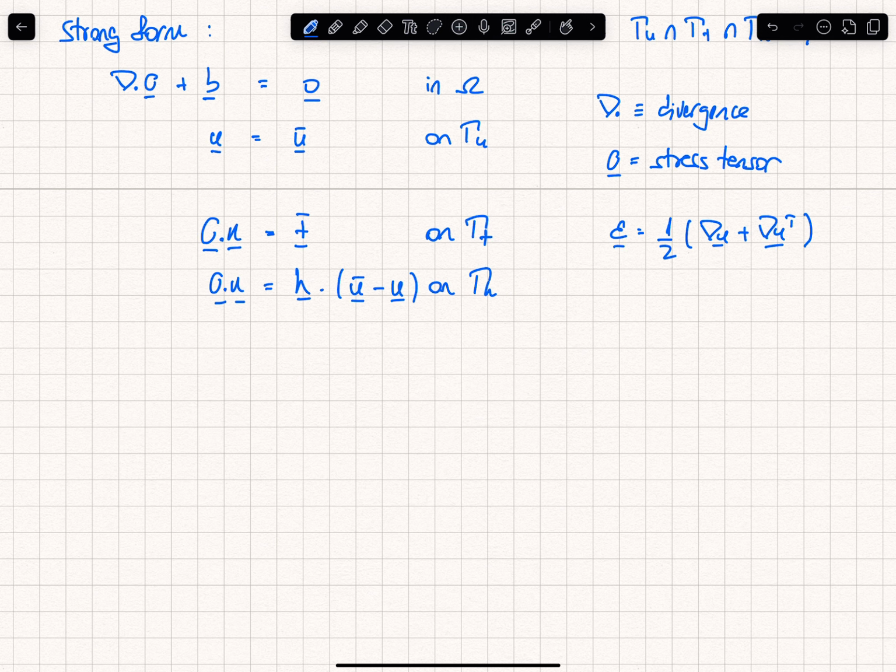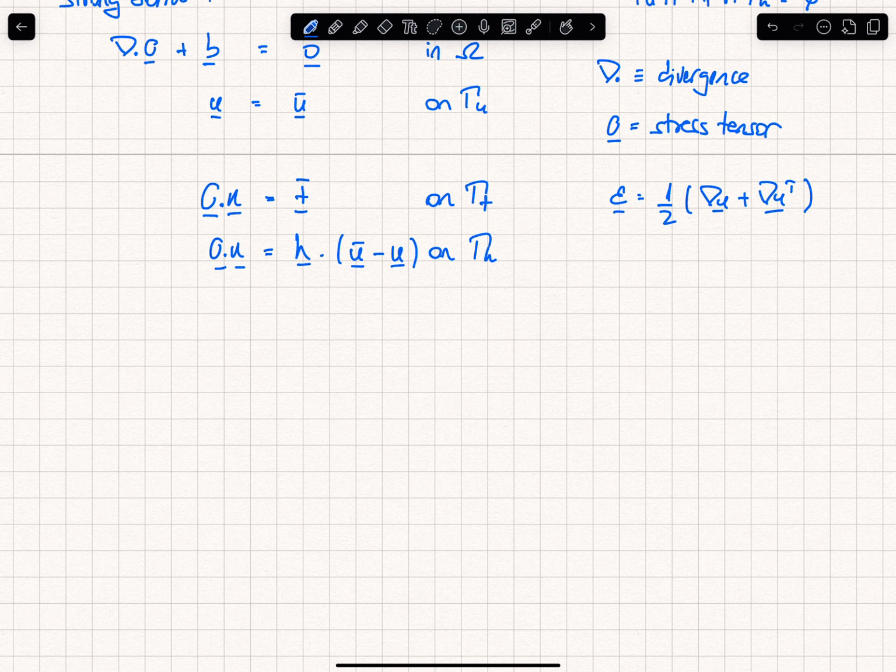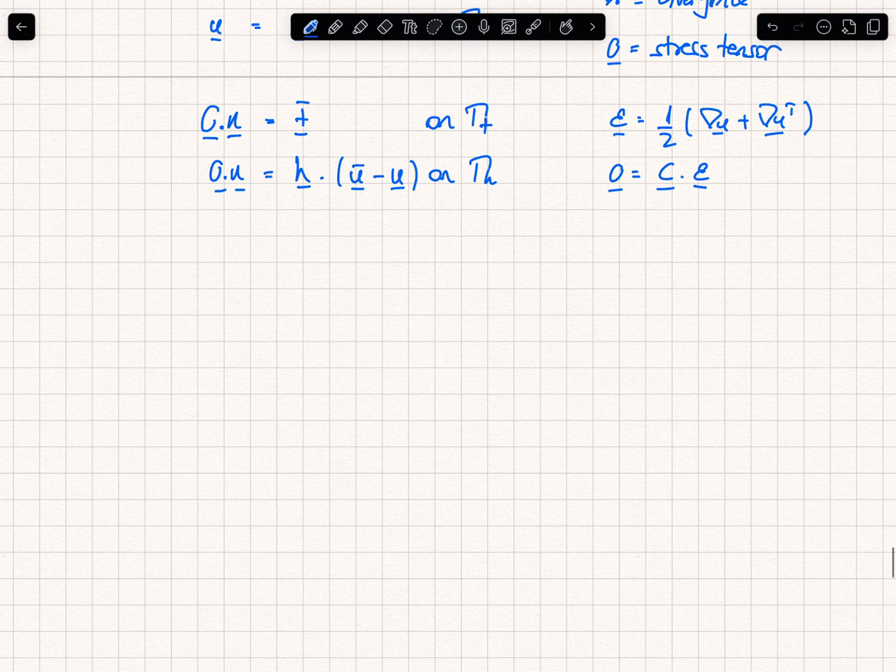So the high order term drops, and of course, we're going to assume linear relationship between stresses and strains, and so this is basically the generalized Hooke's law, where we have some sort of C that is linear. This is a linear relationship.